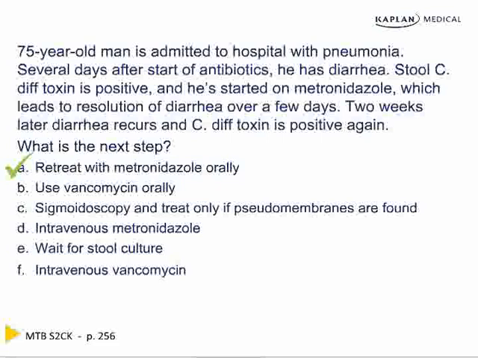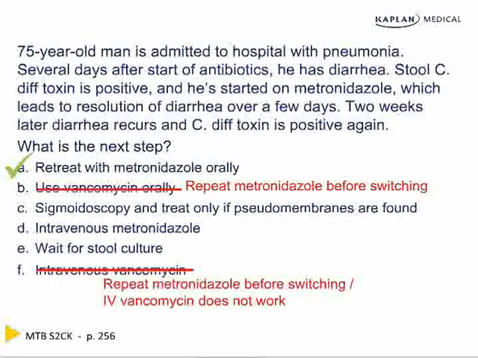The best answer here is retreat with metronidazole orally. Recurrent episodes of C. diff-associated diarrhea are best treated with another course of metronidazole. Now let's go through the wrong answer choices. B and F are wrong because using oral vanc is not indicated yet. You must fail 2 courses of repeat metronidazole before switching. Intravenous vanc, as we just discussed, is always the wrong answer. It doesn't cross the bowel wall.